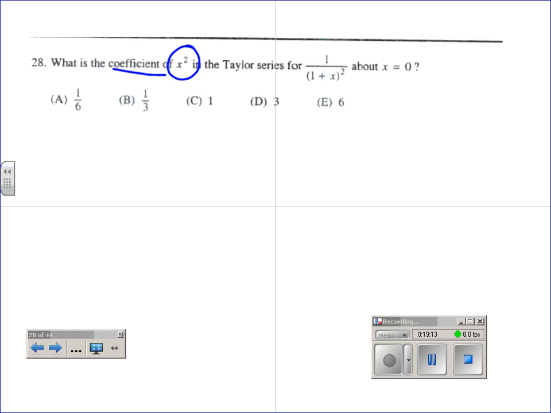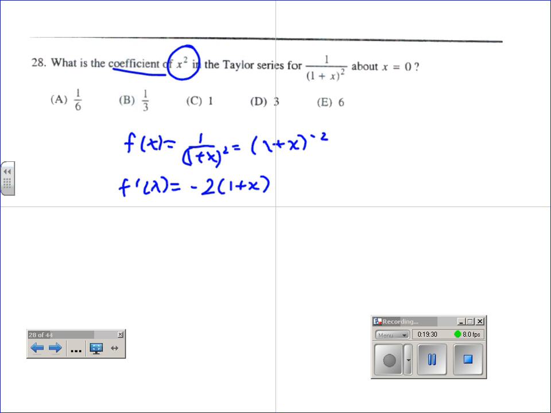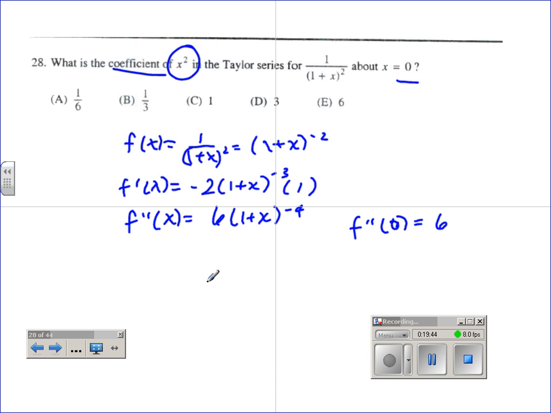coefficient of x squared. Okay, so we're going to figure out what x squared would be. So the original function is 1 over 1 plus x quantity squared, or 1 plus x to the negative 2. And so the derivatives aren't going to be bad because the chain rule doesn't really matter because the derivative is 1. So f double prime of x would be 6 times 1 plus x to the negative 4. And so we're valuing this at 0, so f double prime at 0 would be 6. And then think about in your graph, it's 6, in your formula, it's the second derivative times x minus c to the second power over 2 factorial.